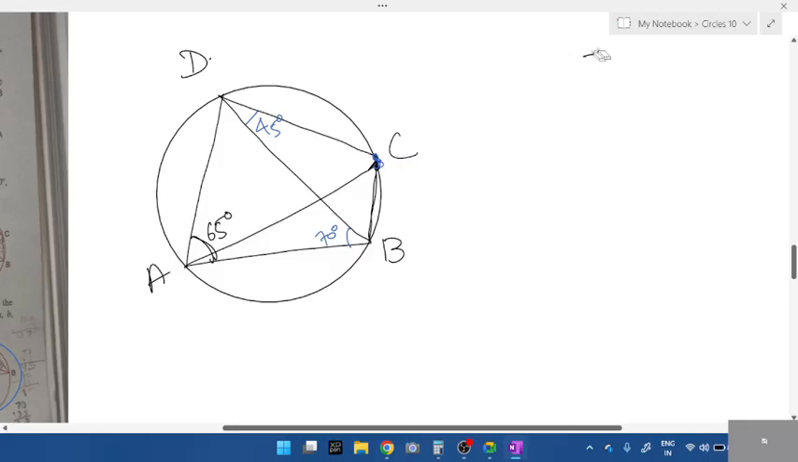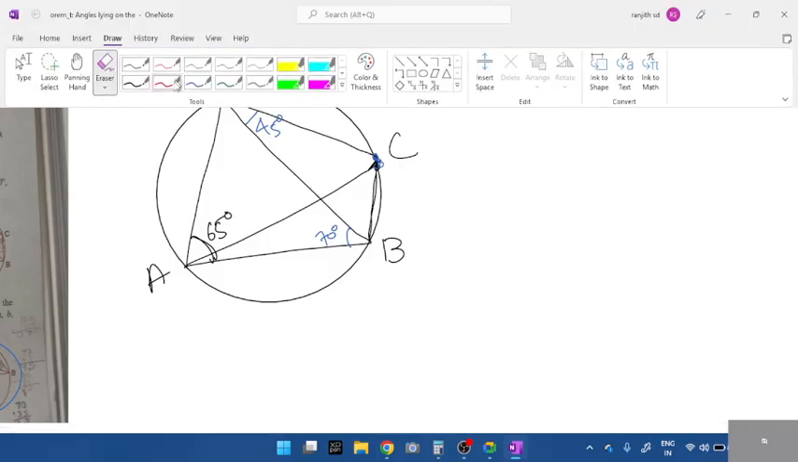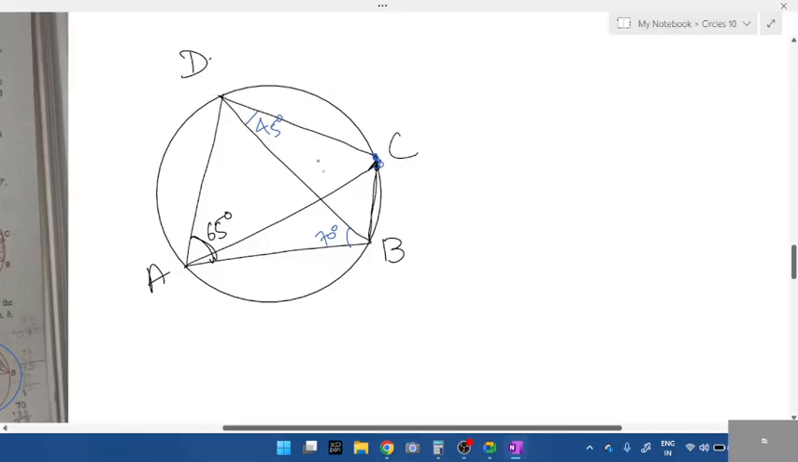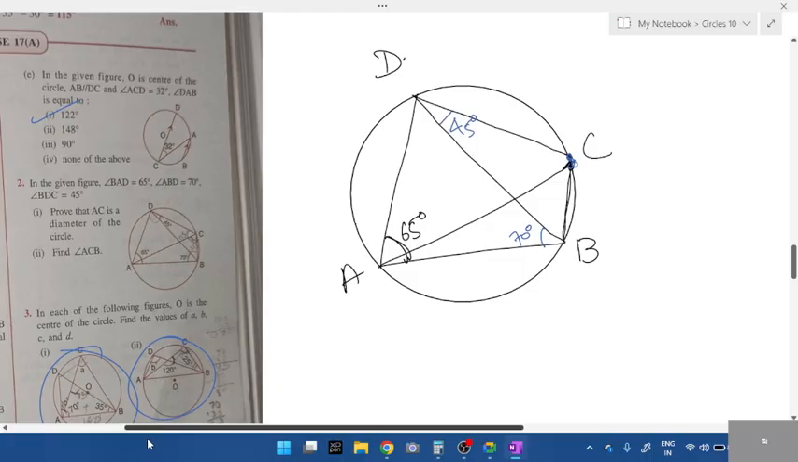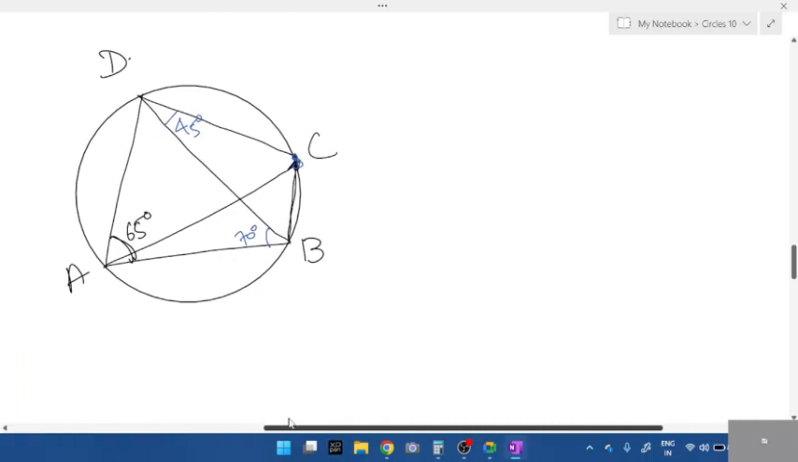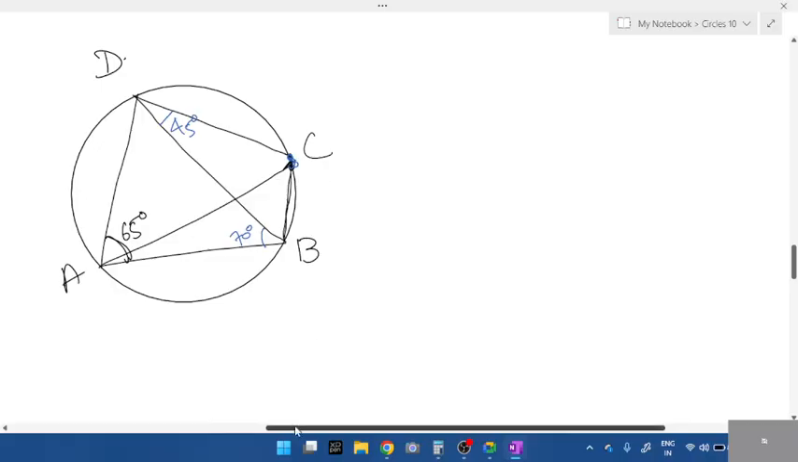45. Correct. See, even that cyclic quadrilateral was not required. This is the actual question, right? This is the actual one. I got confused because Amy had written 115. Even cyclic is not required.